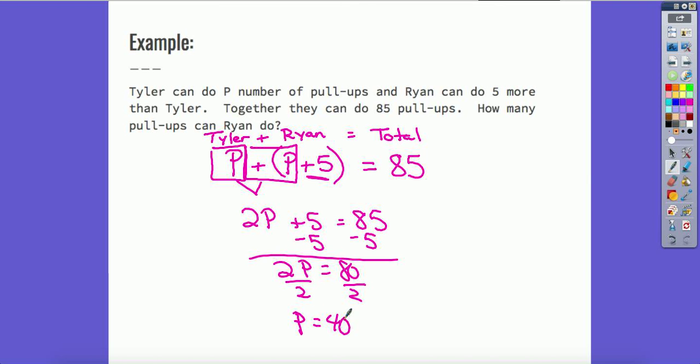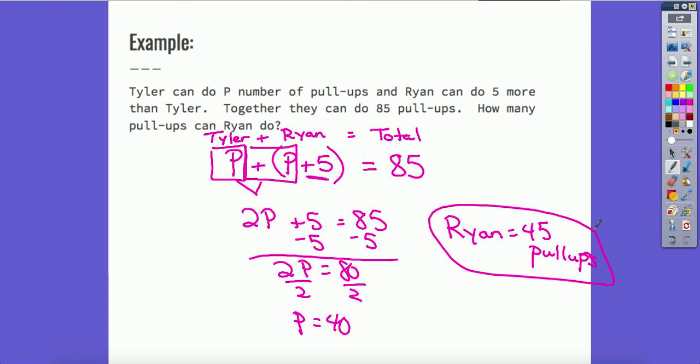So the amount of pull-ups that Tyler can do is 40. But I was asked how many can Ryan do. So once I get this number of 40, I need to think about, oh, can I plug it back in? And Ryan can do 5 more than what Tyler can do. So Ryan can do 45 pull-ups. Okay, so here's just an example of where we're combining like terms in a story problem before we start to solve.